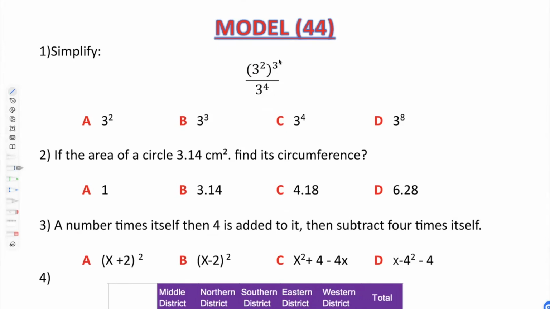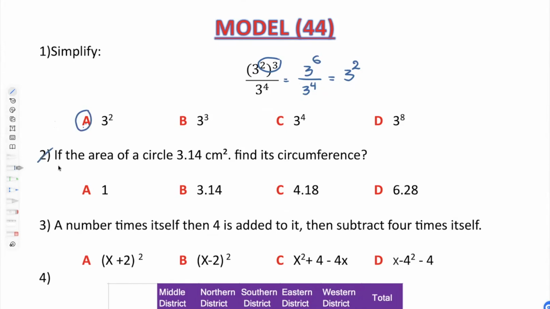As we said before, if you have two exponents like this, you can multiply them together. So it's 3 raised to the power of 2 times 3, which equals 6, over 3 raised to the power of 4. This is division, and you have the same basis, 3 and 3, so write it down and subtract the exponents, 6 minus 4, which equals 2. So the answer is 3 power 2, which equals 9. So the answer is A.